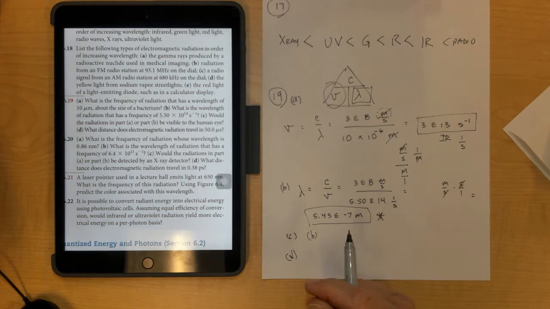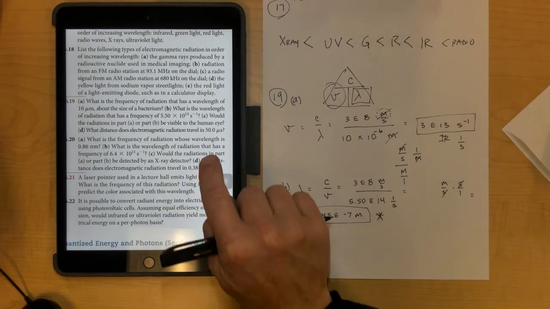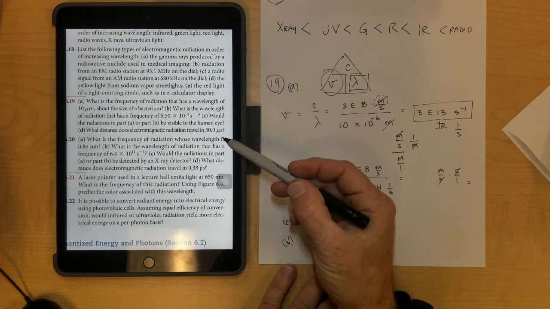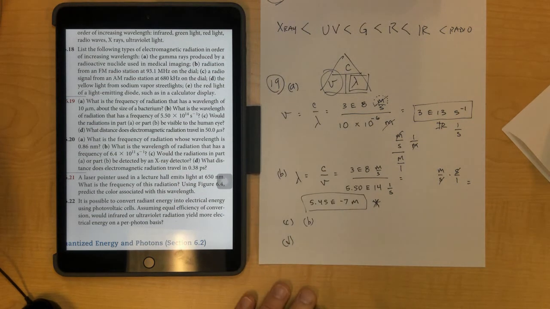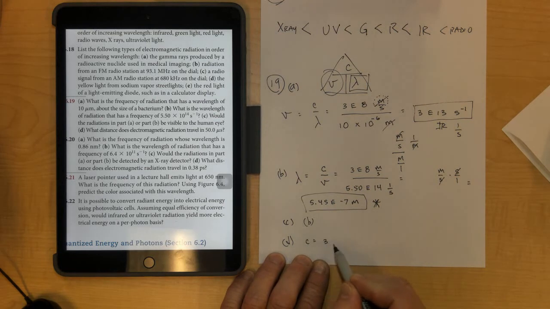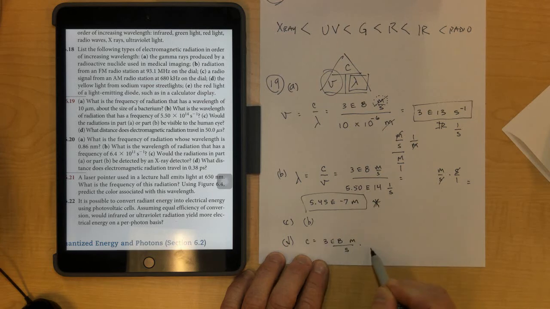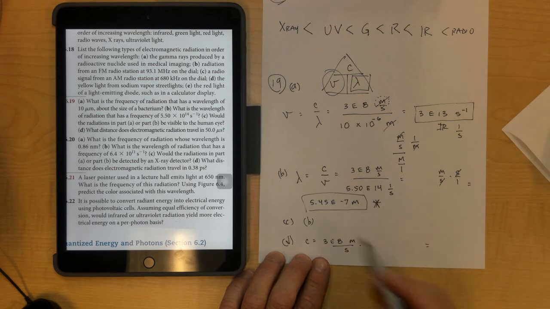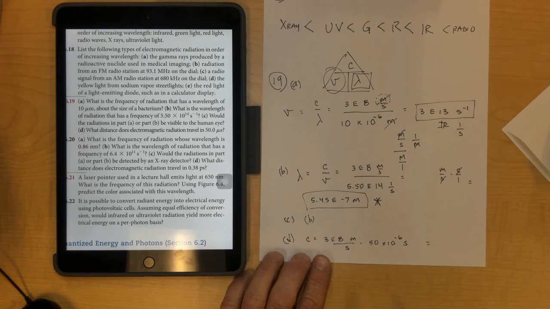And then lastly, letter D, what distance does electromagnetic radiation travel in 5 microseconds? So in this case, we want to find out how far it goes. We know that the speed of all electromagnetic radiation is 3 times 10 to the 8th meters per second. If we multiply it by the number of seconds that it would be going, we'd know the number of meters. And this says microseconds, so 50 times 10 to the negative 6th seconds, because micro means negative 6th.